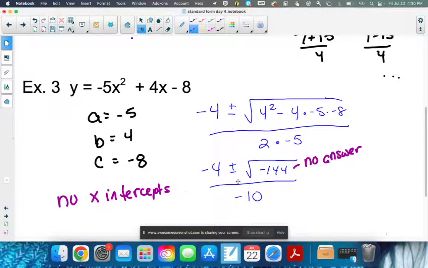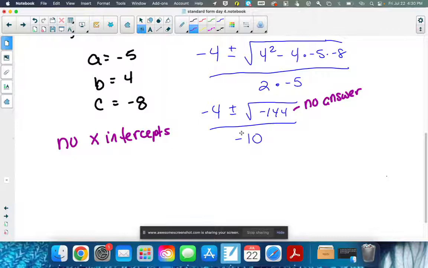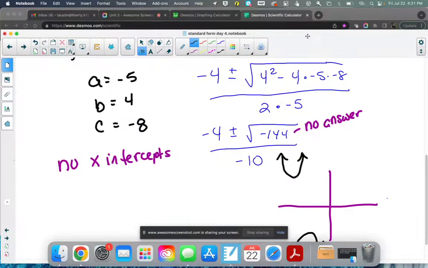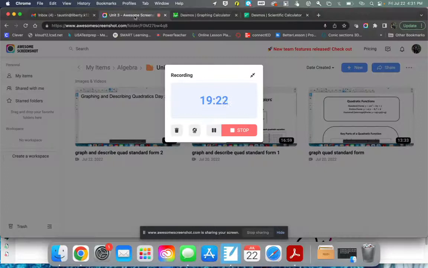So picture that in your mind. If you were to draw a quadratic that did not touch the x-axis, it would have to be somewhere way up here or way down here, right? And it never touches it. So this is why it's important to do what's inside the square root first, because if you come up with a negative, there is no answer, right? And if you come up with a decimal, you will be able to round it to the nearest place that you need to do. And I will give you an example for that as well, just so you can see what happens when you get the decimal.